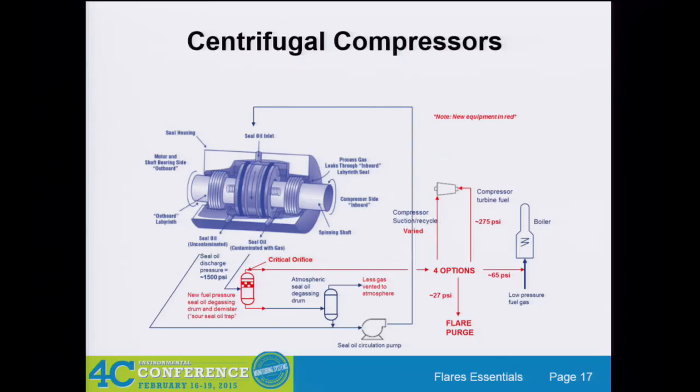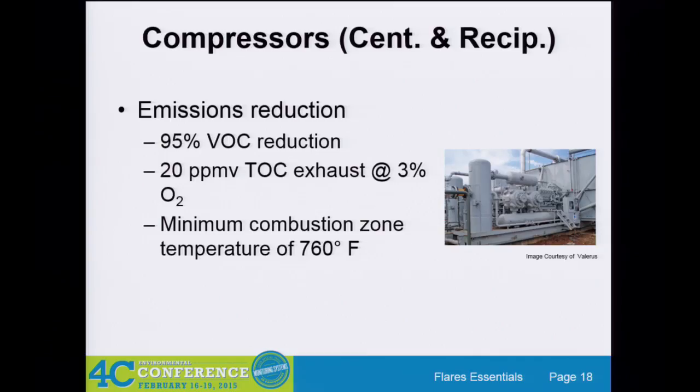I just like this picture. So we're talking about a wet seal and a centrifugal compressor, and these are just some of your control options. You can go to a flare, which we've been talking about all day. You can recompress it and use it as a fuel. You can compress it into the sales line. Maybe you can use it in a fired source that's on your facility. So just some different options that are all allowed under the rule.